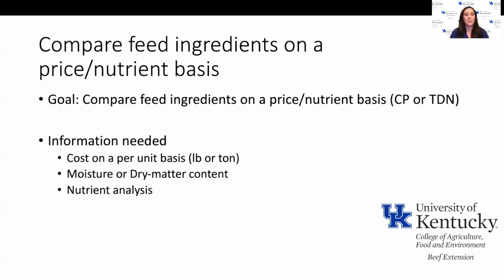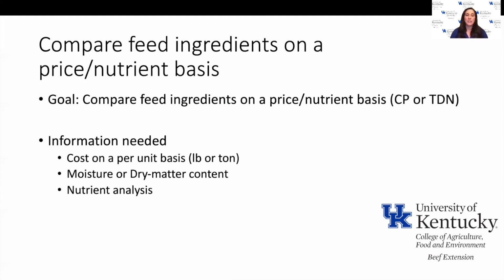So our ultimate goal here is going to be to compare the feed ingredients on a price per nutrient basis, whether we're talking about crude protein or TDN or energy, depending on what that ingredient is bringing into our overall diet. So before we get started, there is some information that we need to gather. The first is the cost on a per unit basis. What does that cost for 50 pounds or per ton, depending on the type of ingredient that we're talking about and how we're going to be able to purchase it?